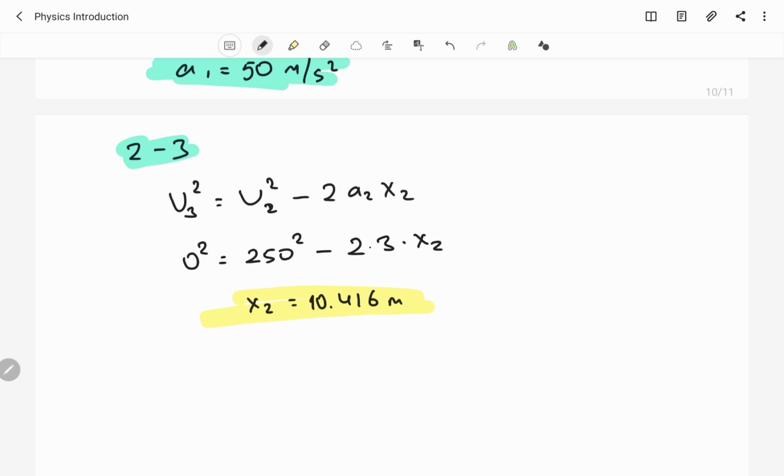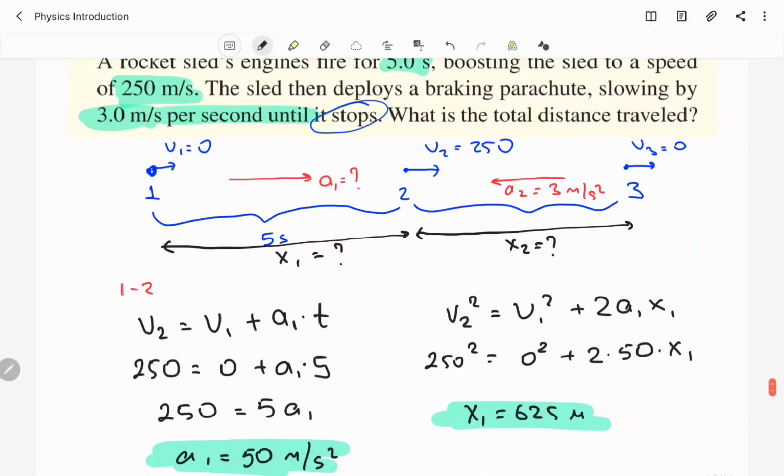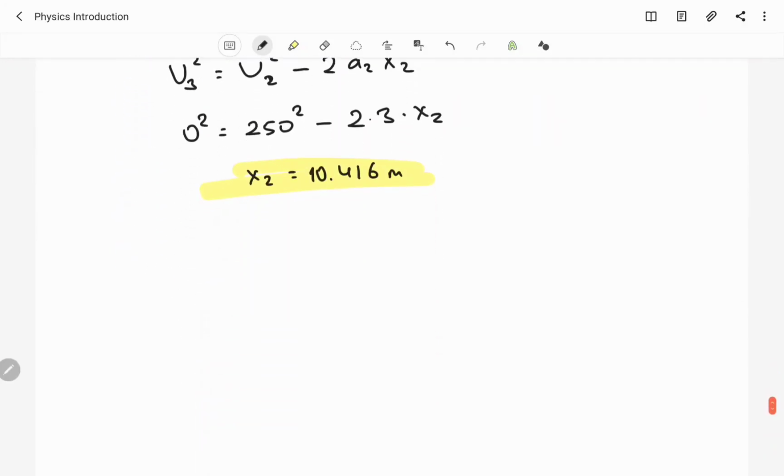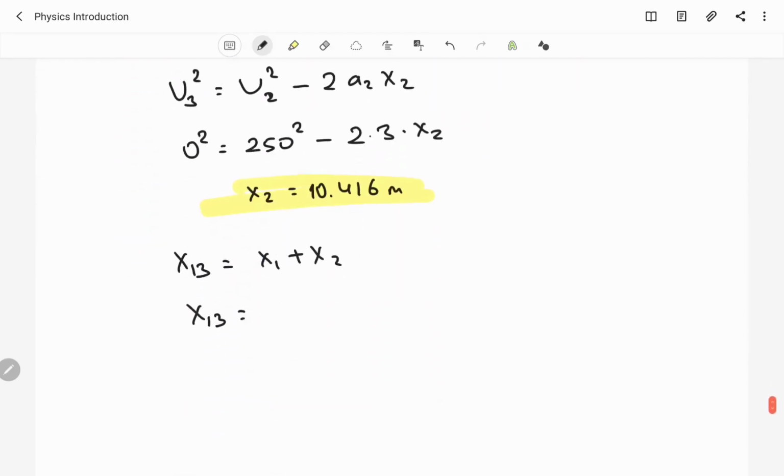So we need to read the question carefully. What is the total distance traveled? Total distance means the distance between point 1 and point 3, which is basically x1 plus x2. So x1 is 625 plus 10,416. The total distance will be equal to 11,041 meters, approximately 11 kilometers.